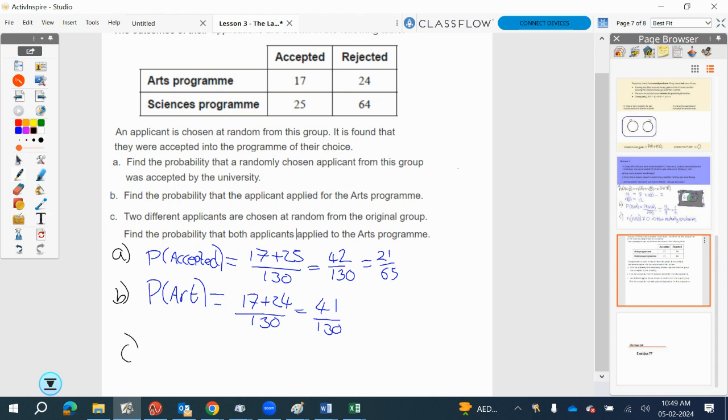C gets a little bit trickier. Two different applicants are chosen at random. Find the probability that both of them had the art program. So we need the probability of art and then art. That's going to be 41 over 130 multiplied by, what's the probability of picking a second candidate? 40 over 129.